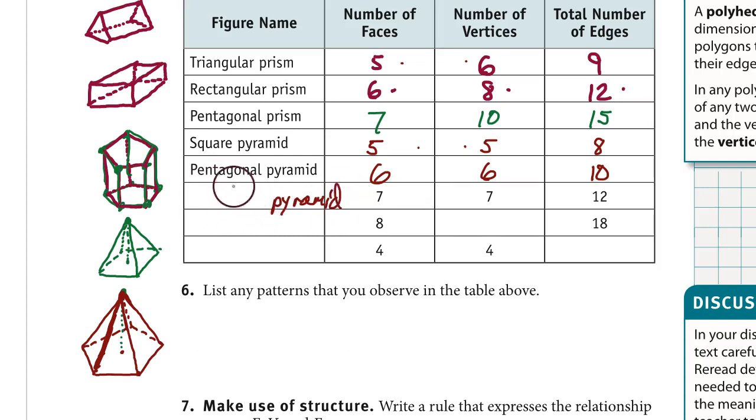Now to name the kind of pyramid, we need to know the shape of the base. A pyramid has one base, and then all the rest of the faces are lateral faces. So if there are 7 total faces, and one of them is the base, then there are 6 lateral faces. This is a hexagonal pyramid.